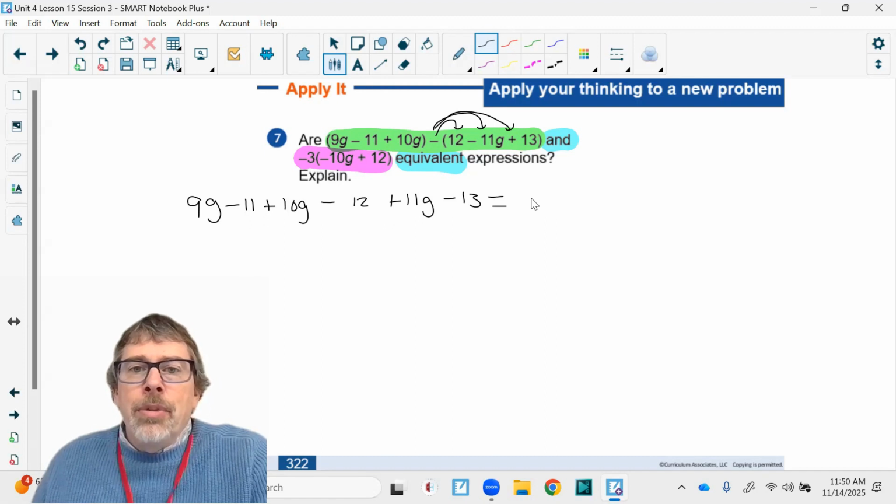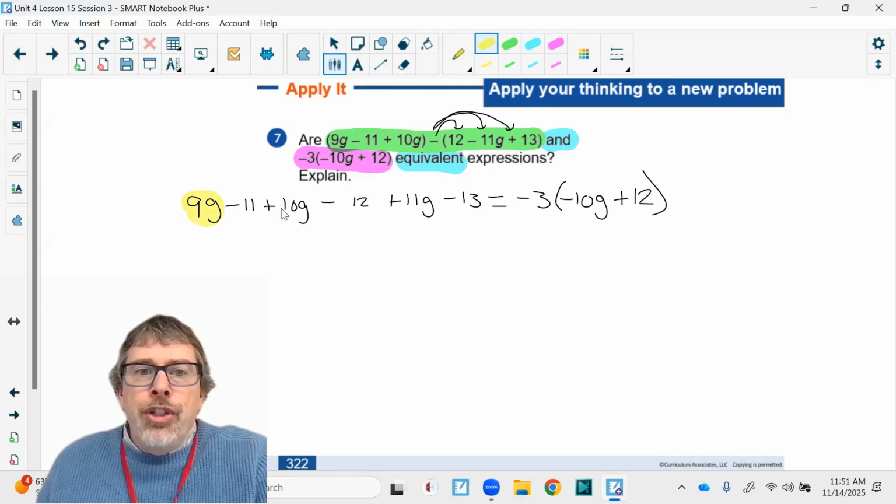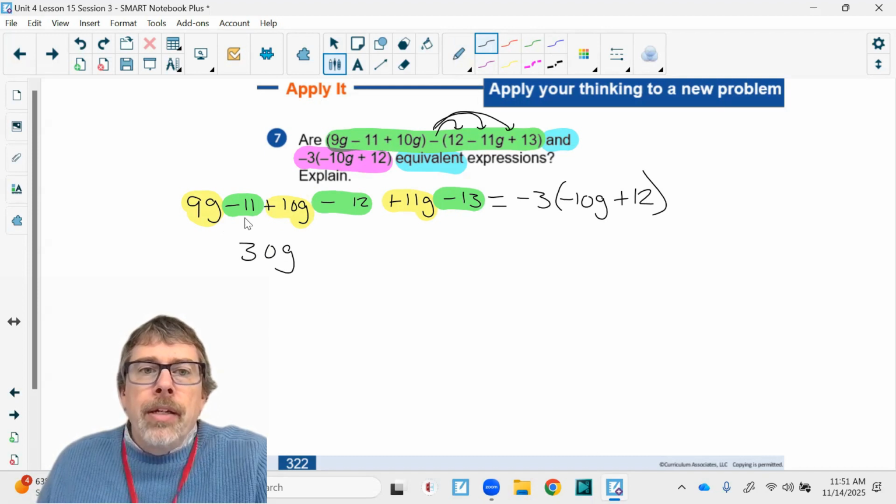And I'm checking to see if it's equal to negative 3 times negative 10g plus 12. Okay, so I'm going to get my highlighter out. I find that this is really helpful if you could do this. Okay, here's a g, here is a g, and here is a g. And then I have a constant, and a constant. So 9g plus 10g is 19g plus 11g is 30g. Negative 11 minus 12 is negative 23. Minus 13 is negative 35.